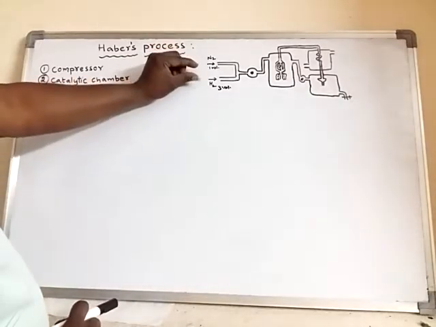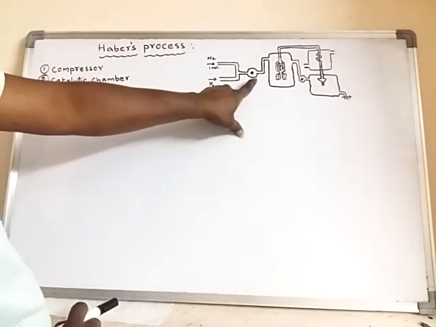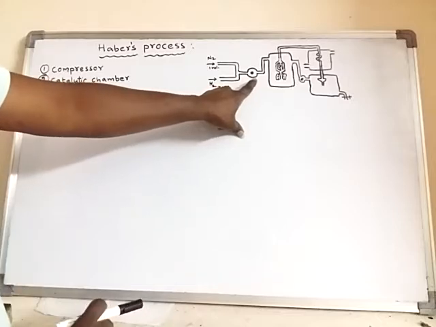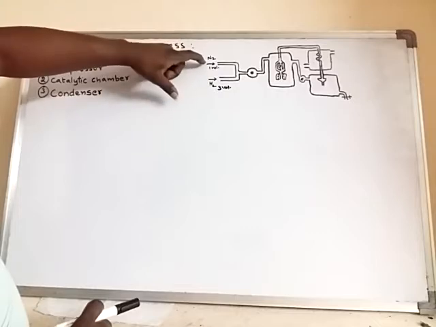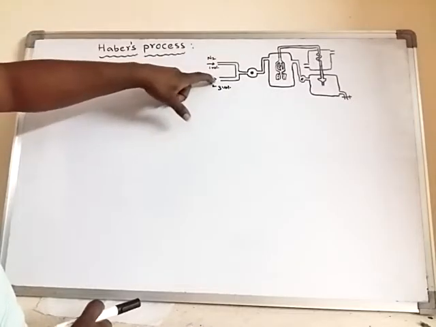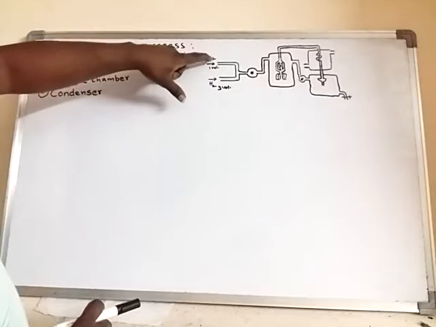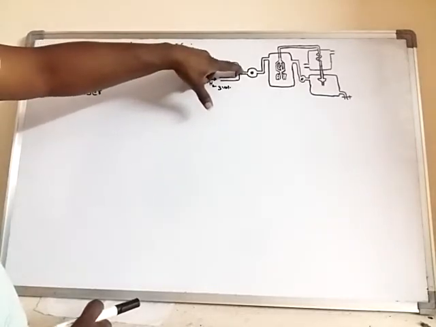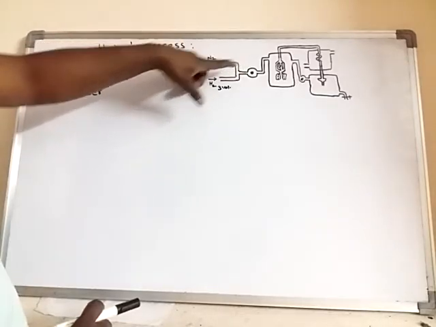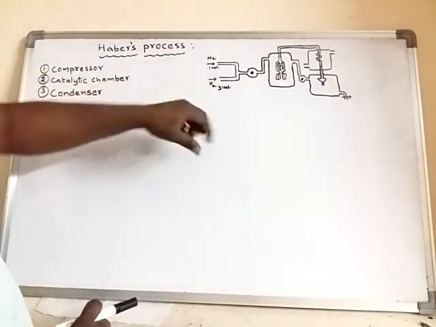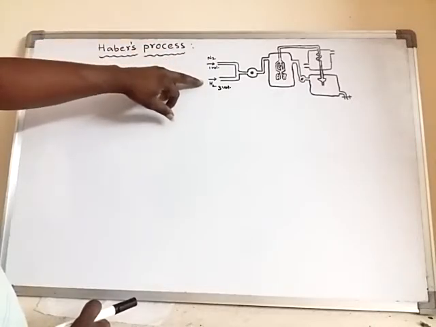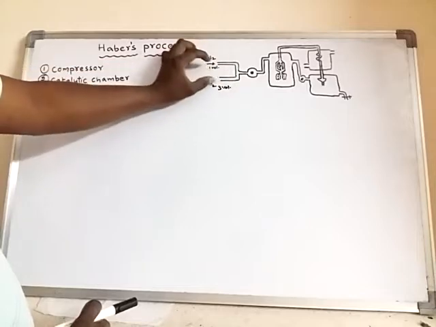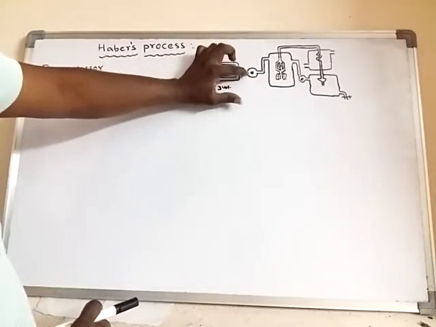Into this compressor we will send a mixture of nitrogen and hydrogen. Through this pipe we will send nitrogen, and through this pipe hydrogen. If one volume of nitrogen is sent, we have to send 3 volumes of hydrogen. So one part of nitrogen and 3 parts of hydrogen mix here, and finally they enter into the compressor.